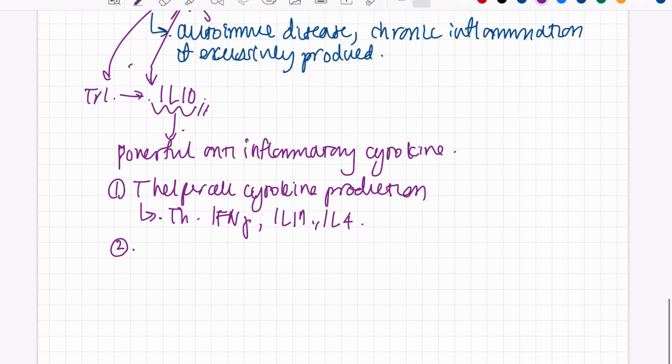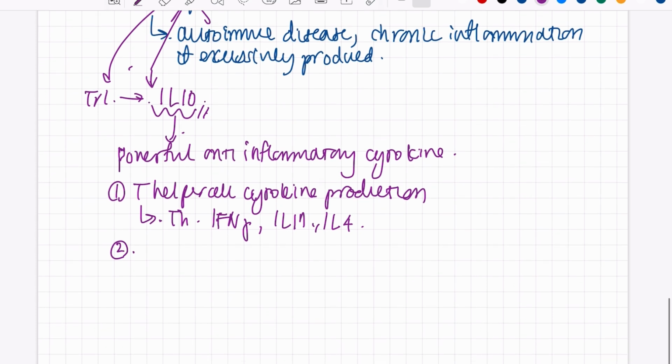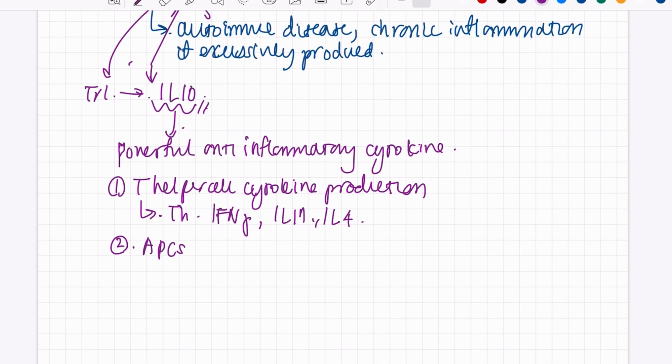And it also reprograms the APCs into tolerogenic APCs. So basically, these APCs will now present less antigens, they release less inflammatory cytokines, and they cannot activate these TH cells, these T helper cells, as well.